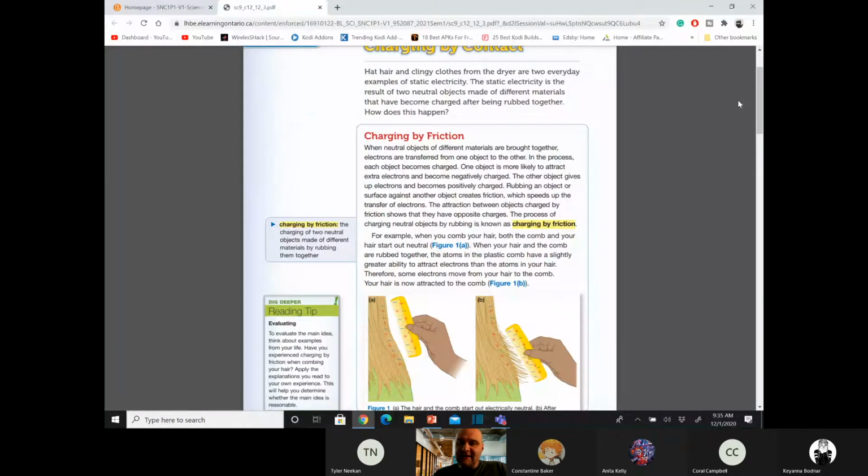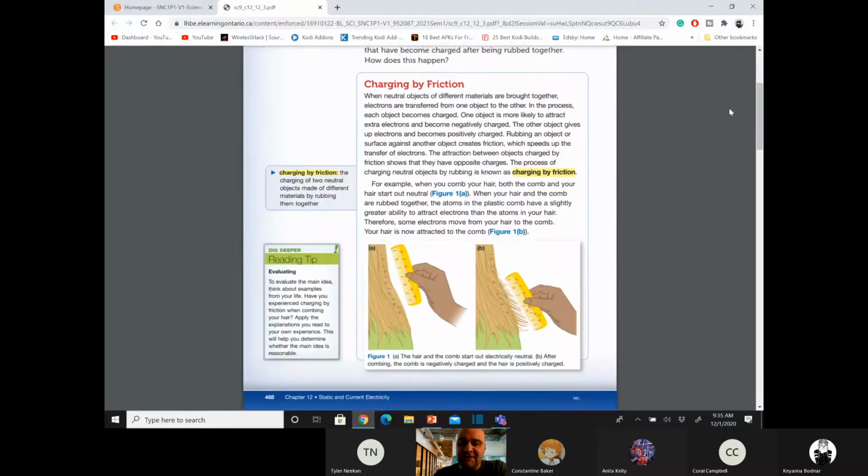One object is more likely to attract extra electrons and become negatively charged. The other object gives up its electrons and becomes positively charged. Rubbing an object or surface against another creates friction, which speeds up the transfer of electrons. The attraction between objects charged by friction shows that they have opposite charges. The process of charging neutral objects by rubbing them together is known as charging by friction.